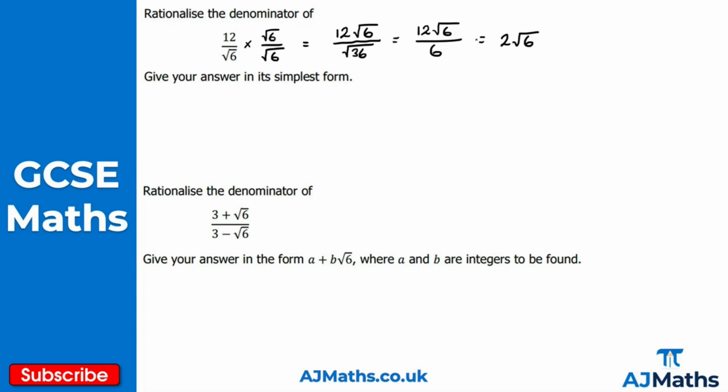Make sure you do take the time here to simplify this. At this point here, this is technically rationalized. We have rationalized the denominator. There's no surds there, but it's not in its simplest form. Okay? So like we can see here, that's our solution in its simplest form.